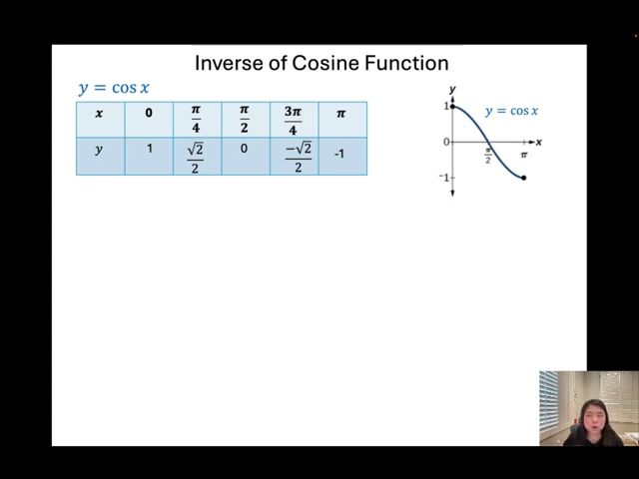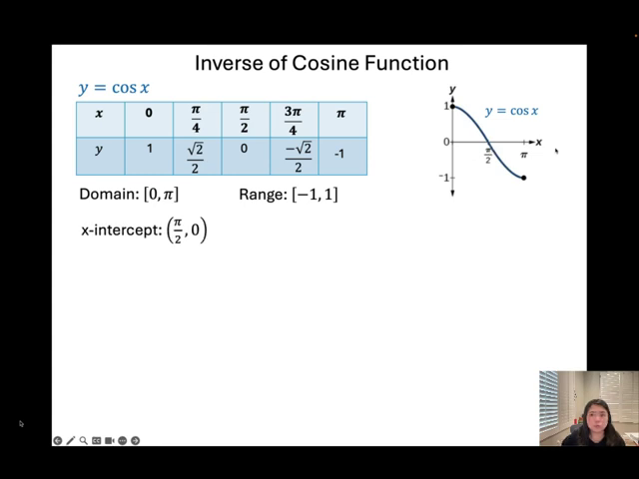Now, think about it. What is the domain? Domain will be the possible values of x. So talking about like here, domain will be from 0 to pi. And then the range will be from negative 1 to positive 1. Okay, do we have the x-intercept? Yes, right? That will be pi over 2 and 0. Y-intercept? 0 and 1.